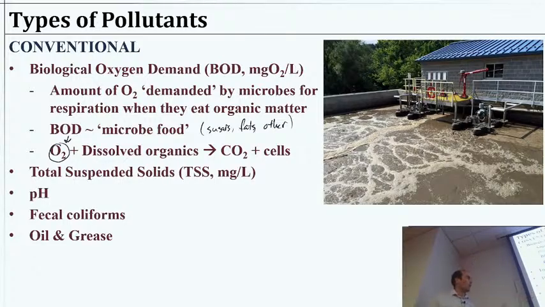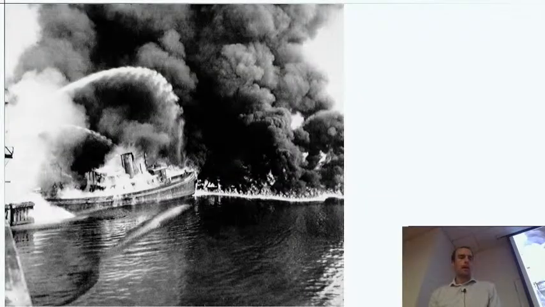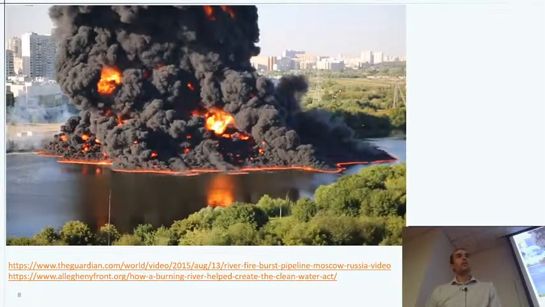Last, we would have oil and grease. We've already talked a little bit about this and why we care about this, but basically we don't want our rivers and lakes to catch on fire. A little bit obvious, but if we didn't treat for oil and grease, turns out that does happen. As we saw before, this is the Cuyahoga River, and then we also saw this one, which was not wastewater related, but was a broken pipeline.